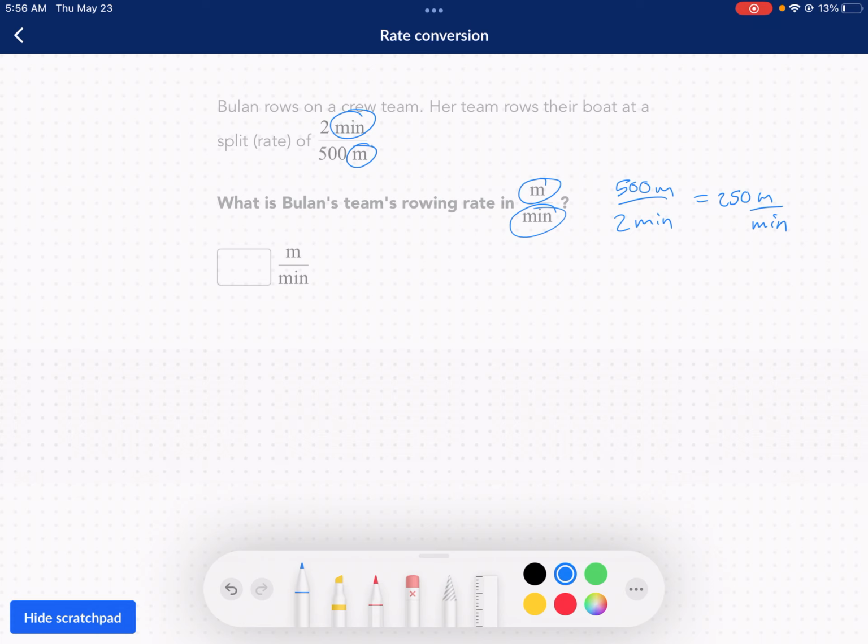This is actually a useful thing because if you're doing track splits or trying to improve your time, you'll often have to do this to figure out how fast you're actually running. So 250 meters per minute is our time.